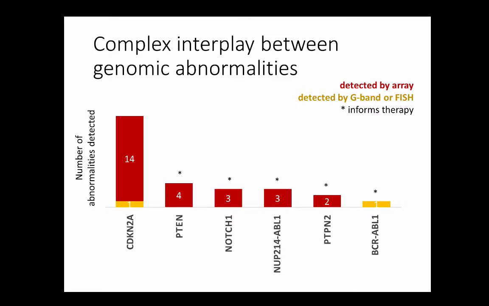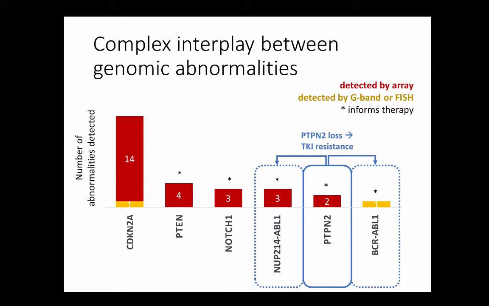However, it's not quite a simple A-B relationship in that we have multiple abnormalities per clone, and I mentioned you can have multiple type B abnormalities per malignancy. And many of these abnormalities play into the same pathway, so they interact with each other and can also therefore inform your therapeutic options. For example, loss of the gene PTPN2 has been shown to result in tyrosine kinase inhibitor resistance in the treatment of NUP214-ABL1 and BCR-ABL1 fusions.